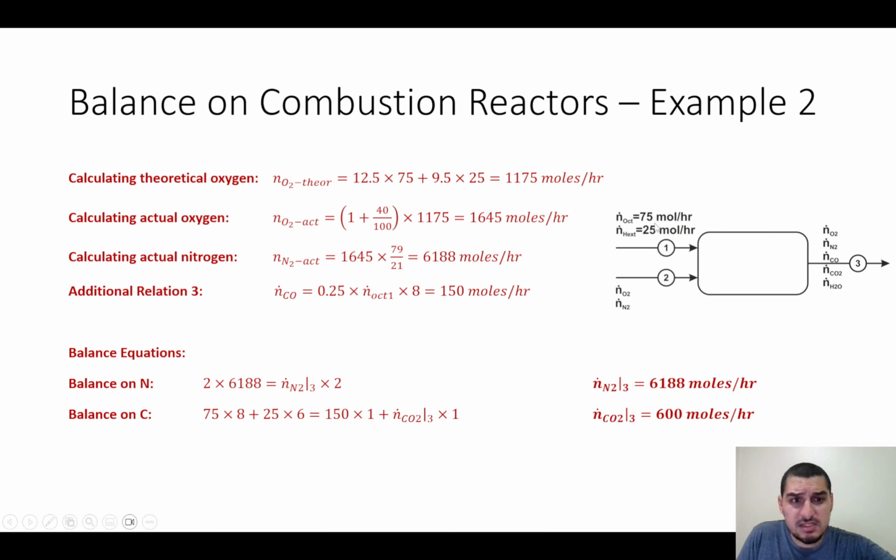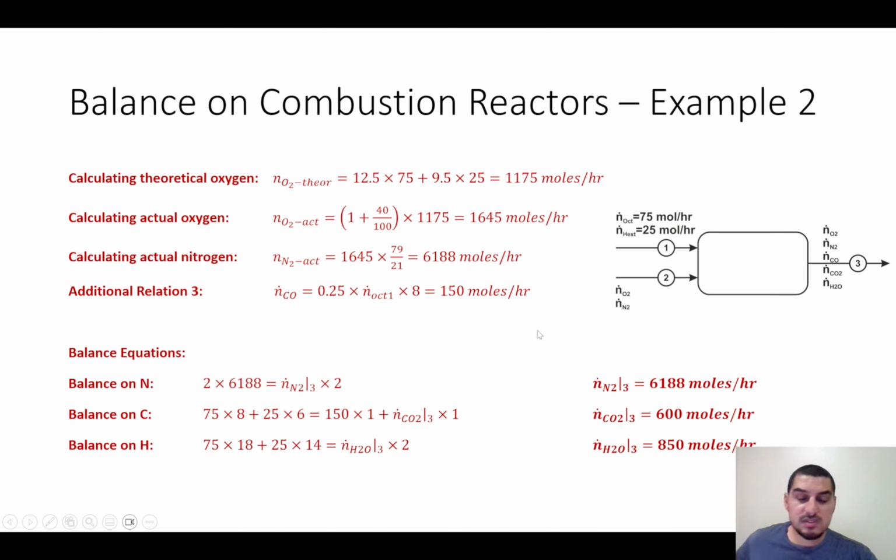So for carbon, again, we have nothing to do with the reactions. It's 8 times 75 plus 6 times 25. This is the number of moles of carbon in the feed, and in the product we have the carbon monoxide that we calculated, 150 times 1, plus the number of moles of carbon dioxide times 1, so we can calculate the number of moles of carbon dioxide in the product stream. For the hydrogen, we have 18 times the number of moles of octane, which is 75, and 14 times 25. This is what we have in the feed, and the product is just the number of moles of water times 2, so we can calculate the number of moles of water.